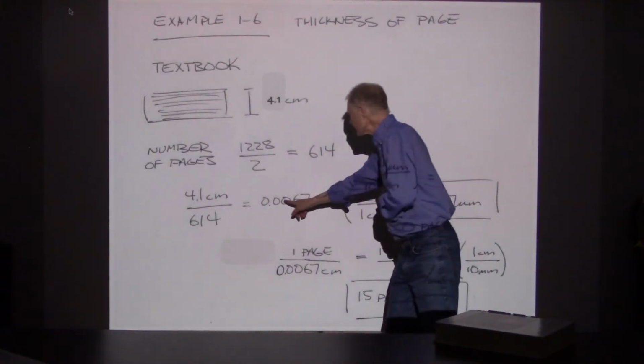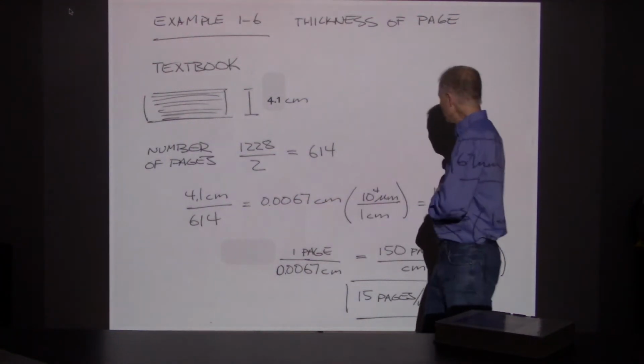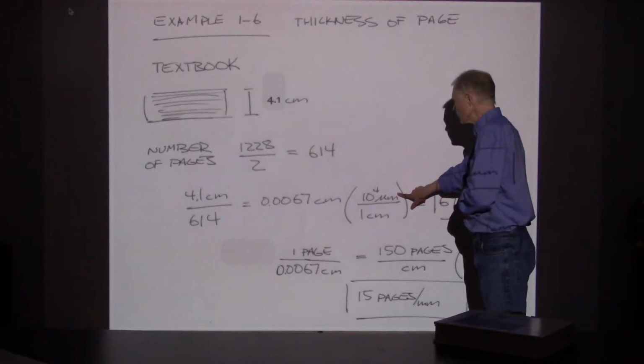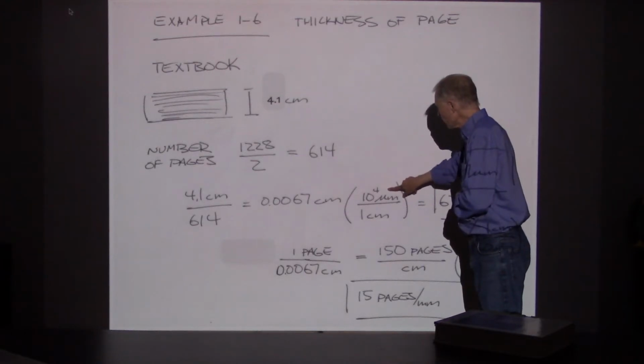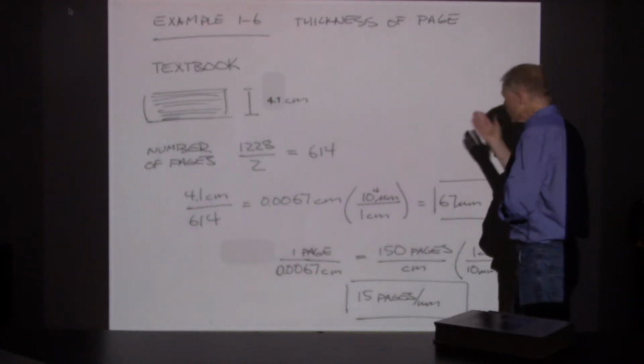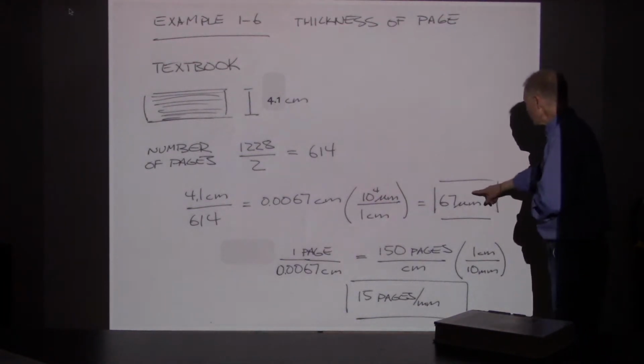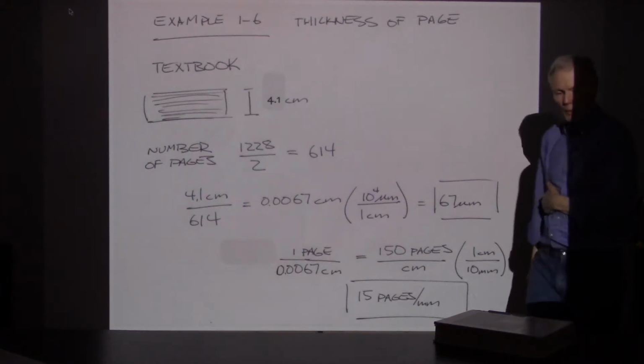Now, I could put this in millimeters, but it's still less than 1/10 of a millimeter. So I put it in microns. So I said 10 to the 4th microns is 1 centimeter. Now, I could have written this as 10 to the 6th microns is the same thing as 100 centimeters. Anyway, it worked out to be 67 microns.